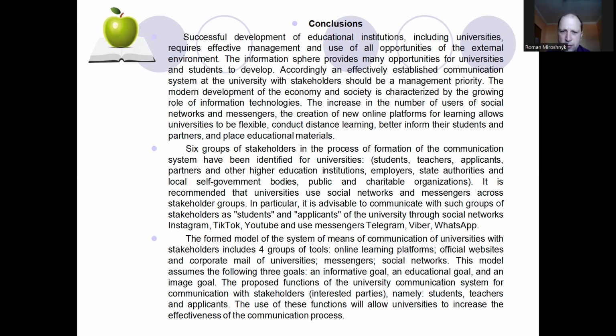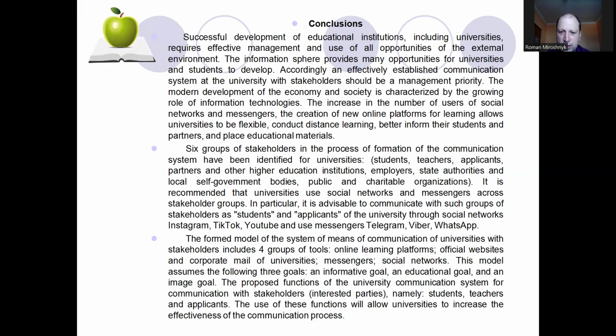Six groups of stakeholders in the process of formation of the communication system have been identified for the university: students, teachers, applicants, partners in other higher education institutes, employees, state authorities and local self-government bodies, and public and charity organizations. It is recommended that the university use social networks and messengers across stakeholder groups. In particular, it is advisable to communicate with such groups of stakeholders as students and applicants of the university through social networks Instagram, TikTok, YouTube, and use Messenger, Telegram, Viber, WhatsApp.